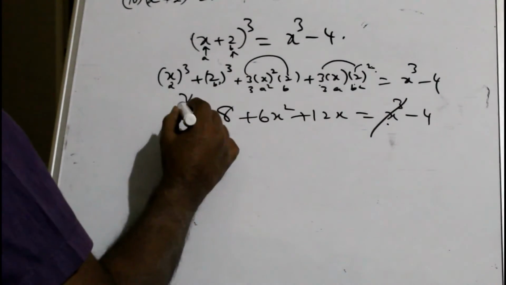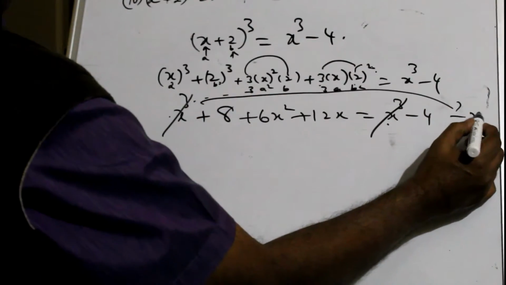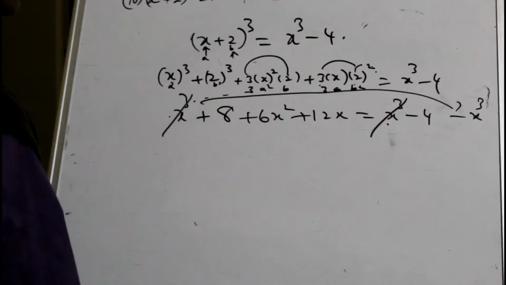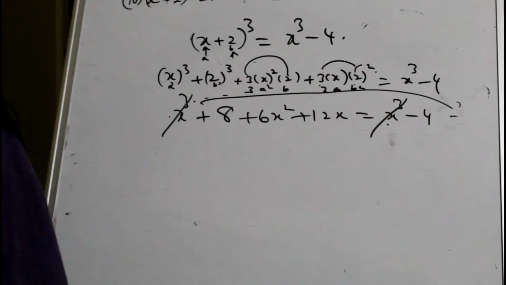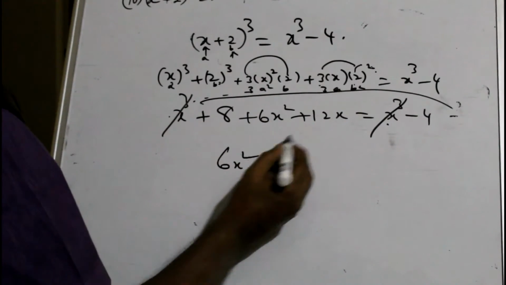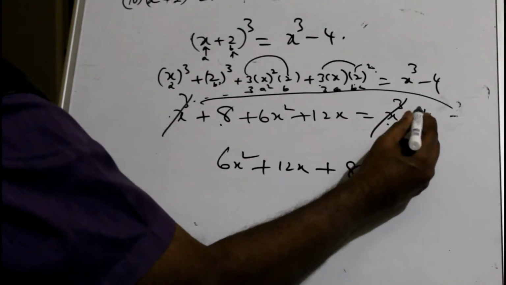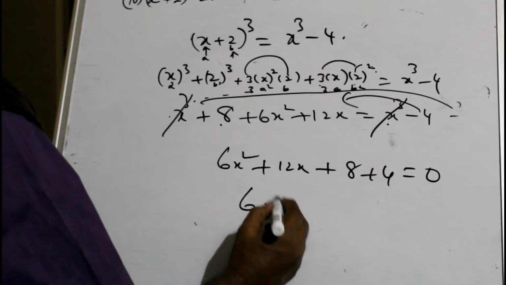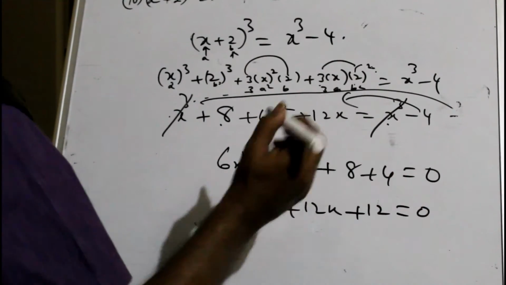Both will get cancelled. Actually, this will go to the other side and become minus x cube and cancel, but straight away also you can cancel. So when you cancel, what will happen? The remaining numbers you can write. First you write 6x square, next you write 12x, next you write 8, and bring the 4 this side, plus 4 equal to 0. 6x square plus 12x plus 12 equal to 0.